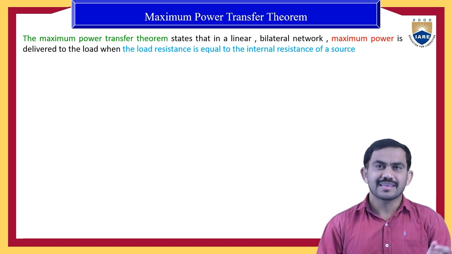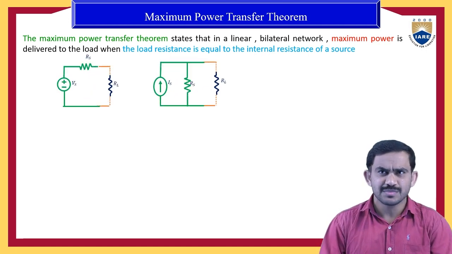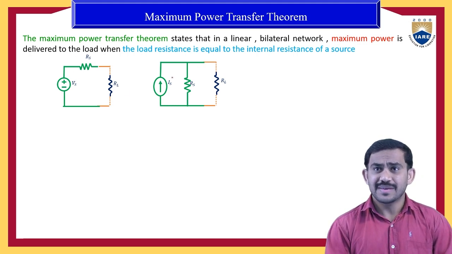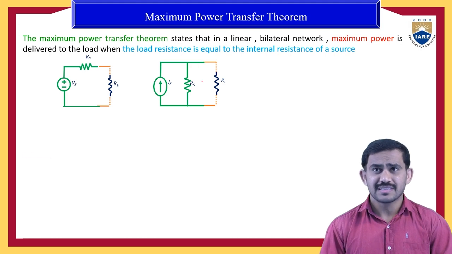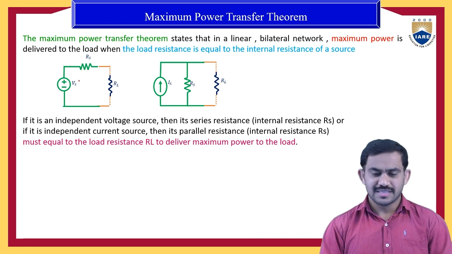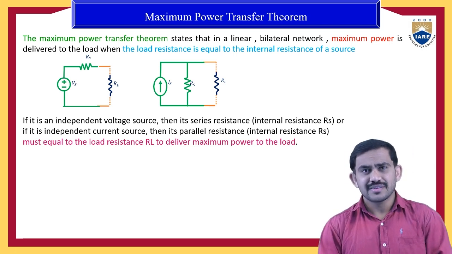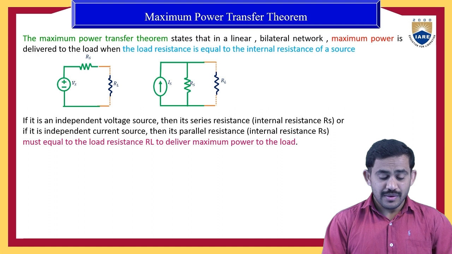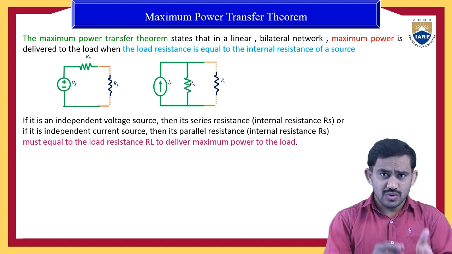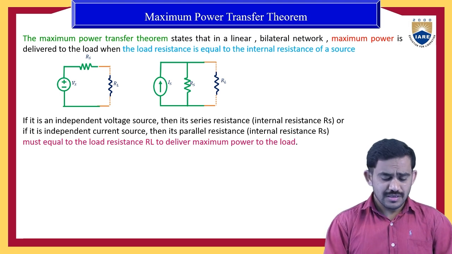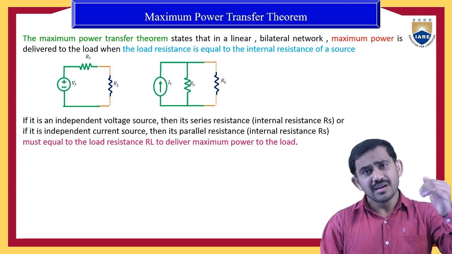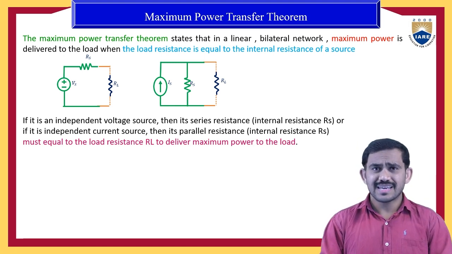For this, I will take small circuits like Thevenin's theorem as well as Norton's theorem. In the Thevenin circuit, we have a voltage source in series with the source resistance Rs and the load resistance RL. In the Norton circuit, we have a current source in parallel with the resistance, along with the load resistance. In both cases, when Rs equals RL, that is, the internal resistance equals the load resistance, the maximum power is delivered from source to load. So this is the condition.